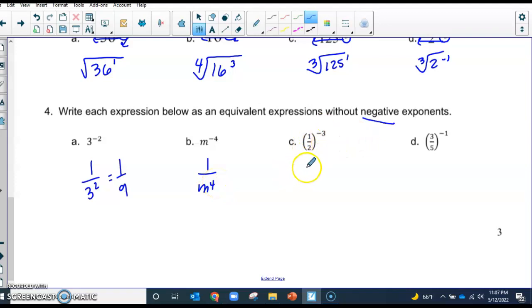Here, we're just going to flip him. This is going to be 2 to the 3rd. Same thing here, we're going to flip him. This is just going to become 5 over 3 to the 1, which is simply 5 over 3.